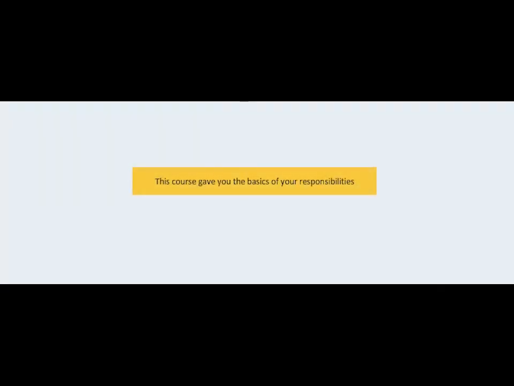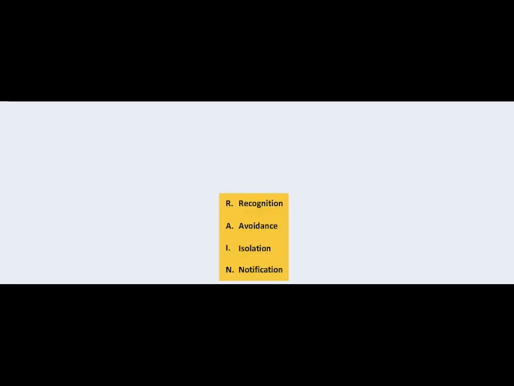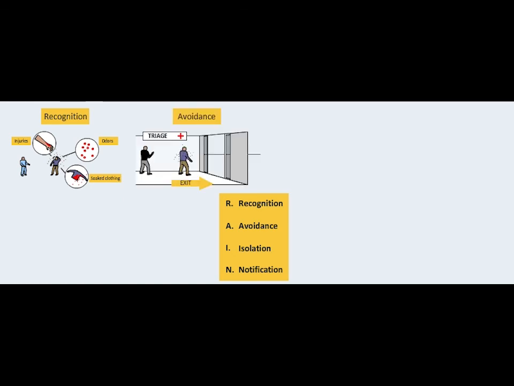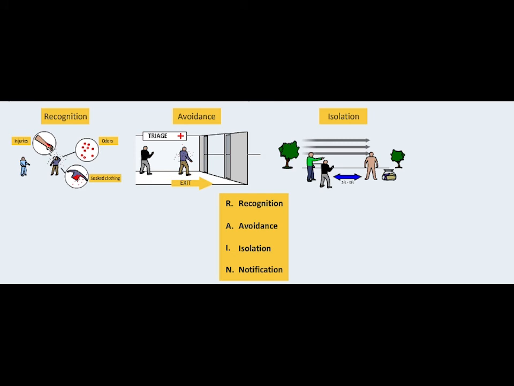This course gave you the basics of your responsibilities during an incident involving contaminated patients. Learning the acronym RAIN will help remind you of the critical first decisions that need to be made when faced with the contaminated patient. You should now know how to recognize a contaminated patient, understand the importance of avoiding direct contact, where to isolate them, and who to notify. Your facility's emergency operations plan will give the customized instruction for performing all of these tasks.